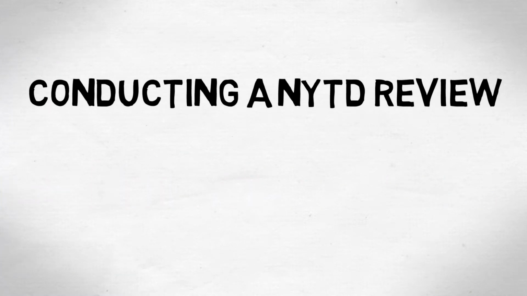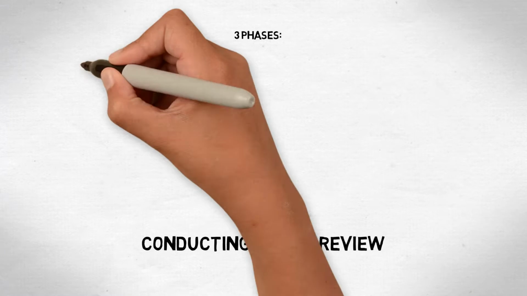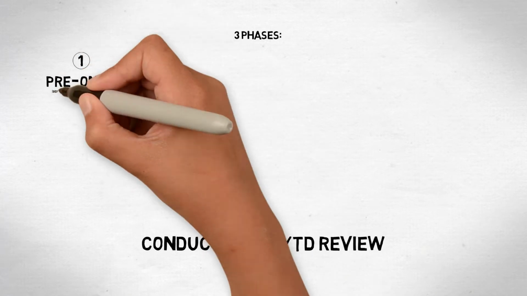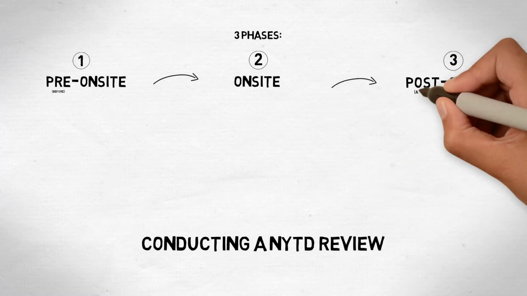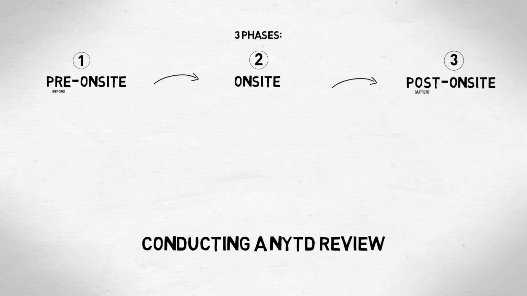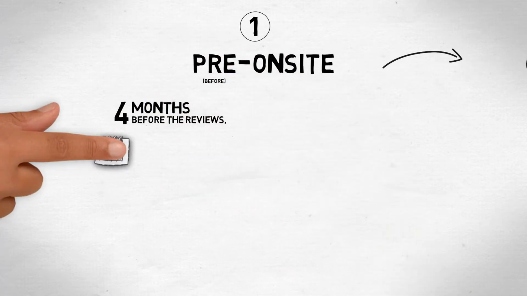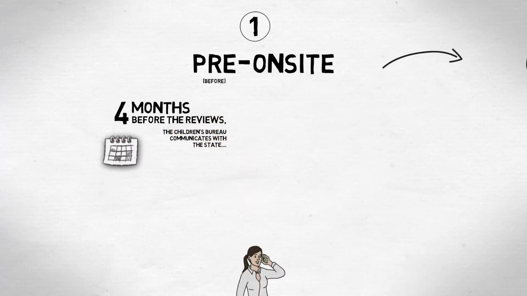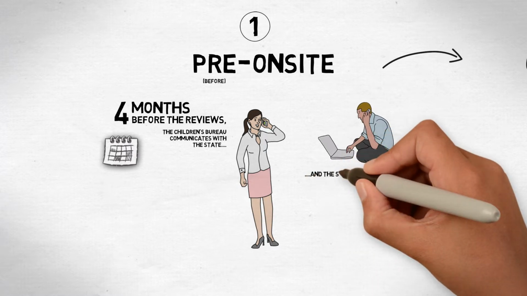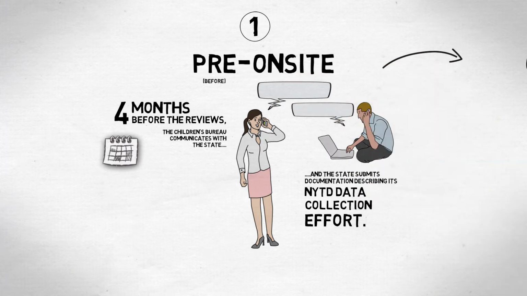Now, let's take a look at what is involved in conducting a NYTD review. The NYTD Review is divided into 3 phases: pre-on-site, on-site, and post-on-site. In the pre-on-site phase, which occurs about 4 months before the reviews begin, the Children's Bureau conducts a series of planning calls with the state, and the state prepares and submits documentation describing how NYTD data are collected and used in the state.